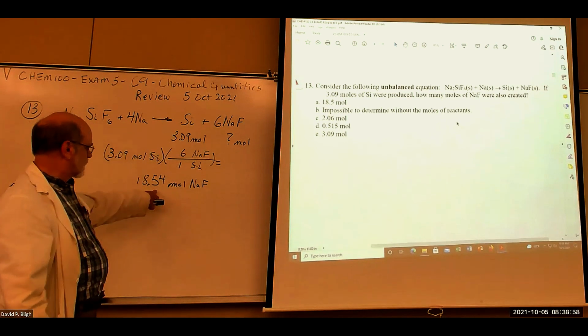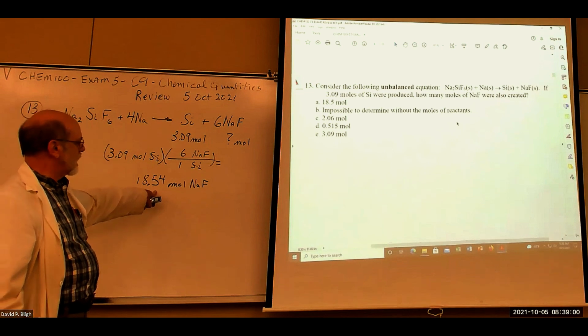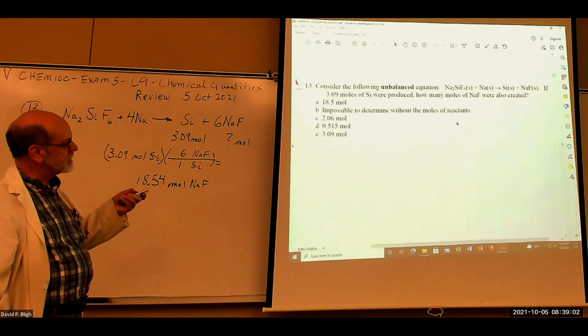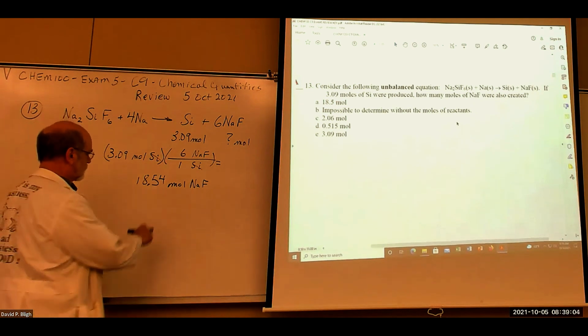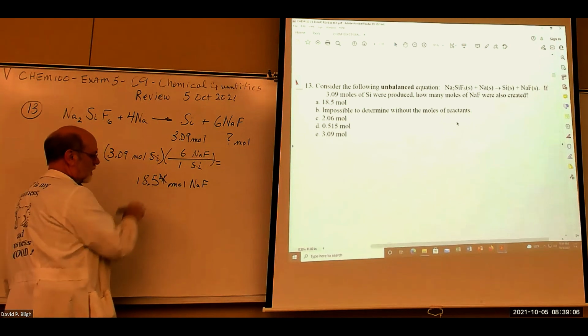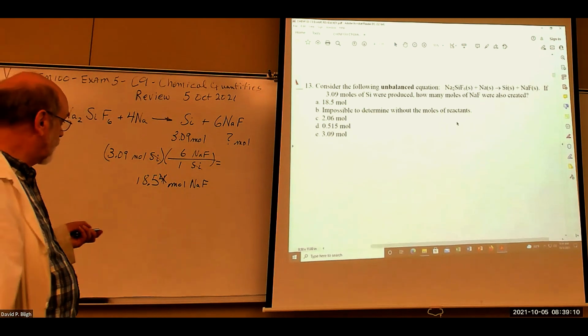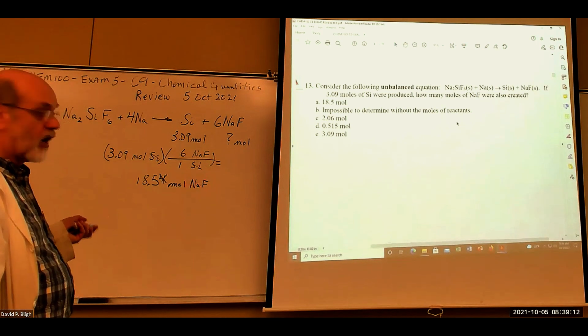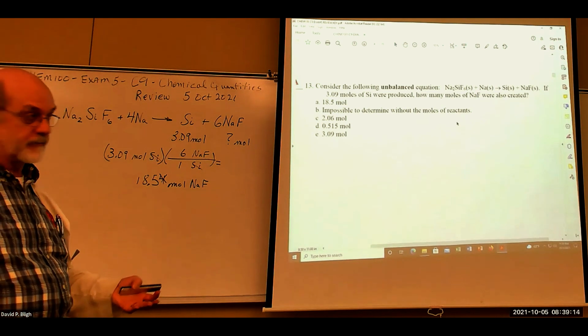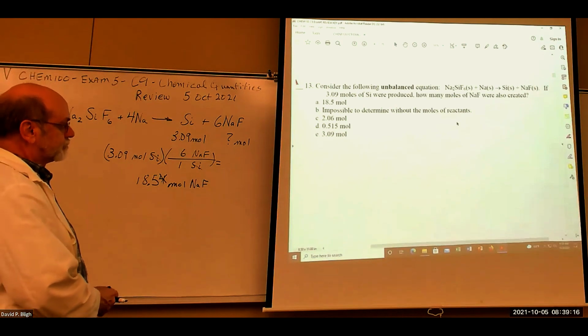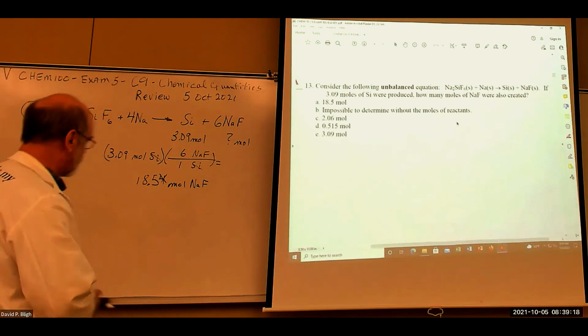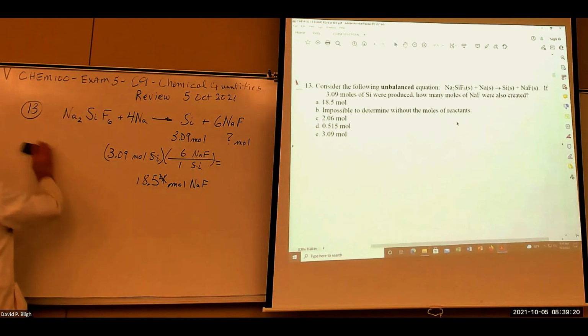Yeah, that's got more significant figures than I should have. So rounded off, it's 18.5. Rounded off, 18.5 moles of sodium fluoride are produced, also in addition to the silicon. All right, that's 13.